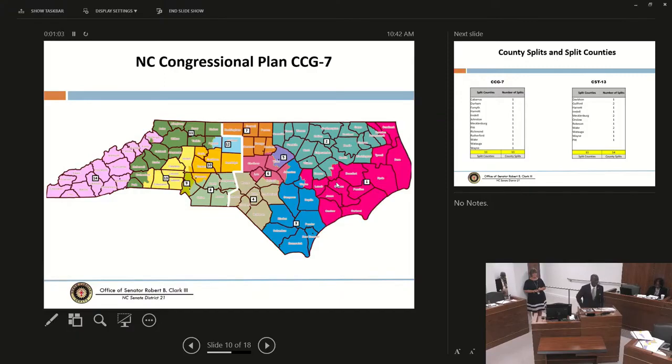So let's move back to the west. So we have Mecklenburg County taken care of. And I want to take care of another area out west.